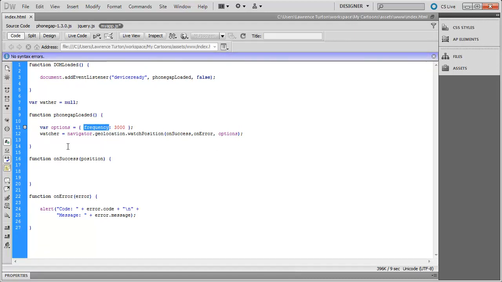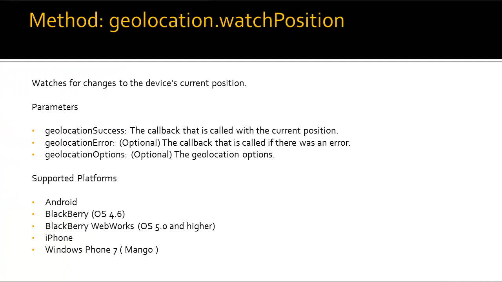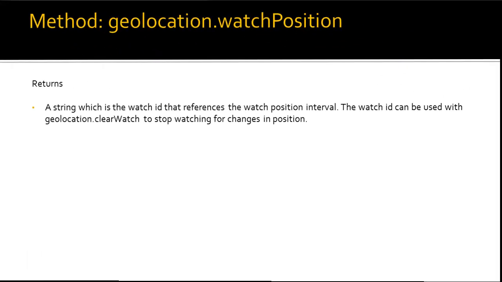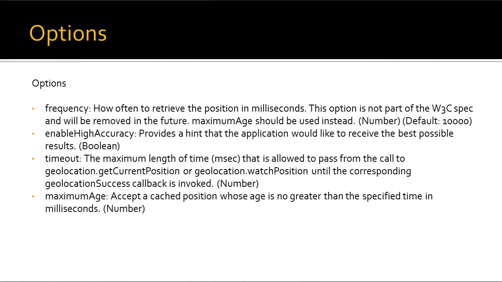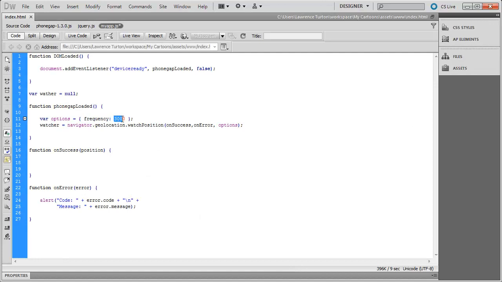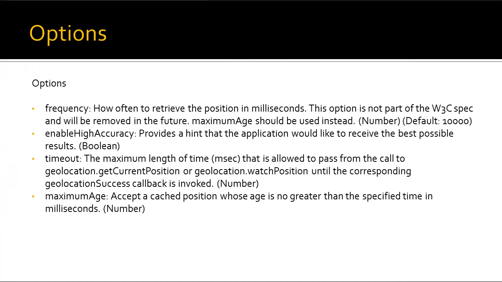Okay, so frequency again is how often you want to retrieve the position in milliseconds. So don't forget, 3,000 milliseconds is 3 seconds. Now, if you don't define the frequency optional parameter, it will default to 10,000 milliseconds or 10 seconds.